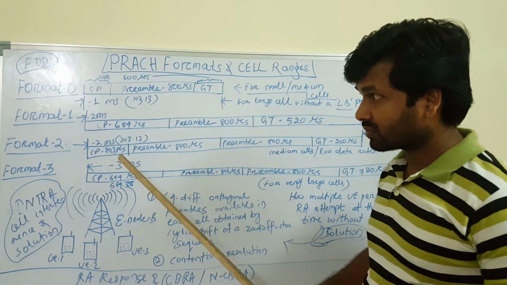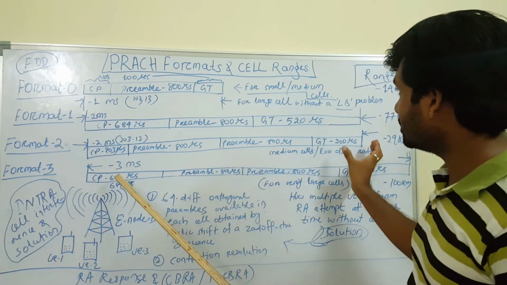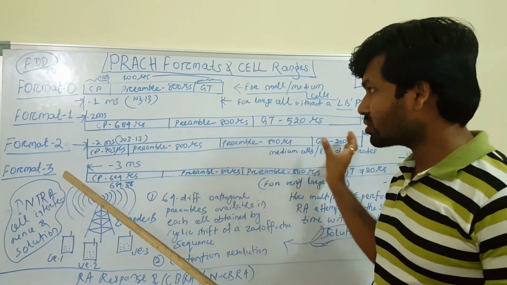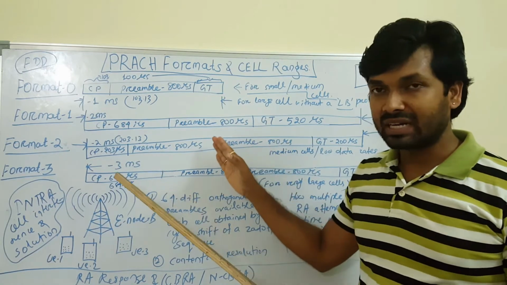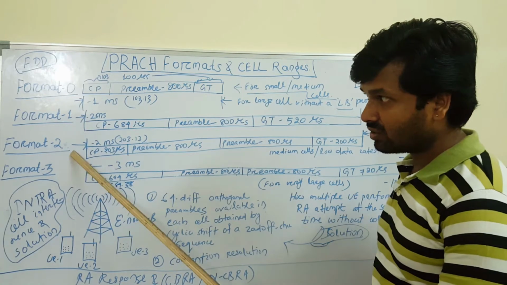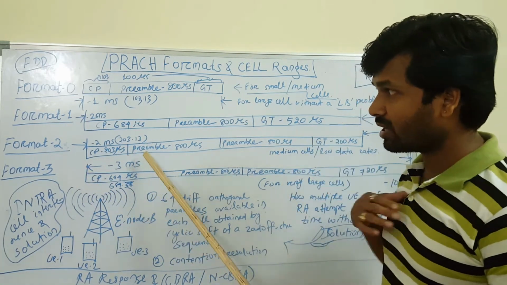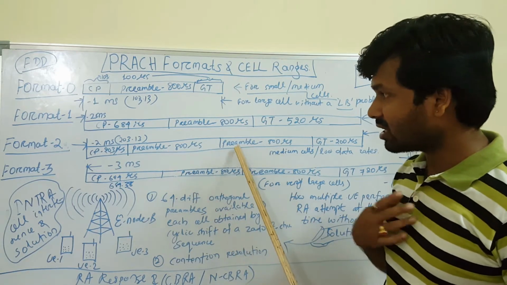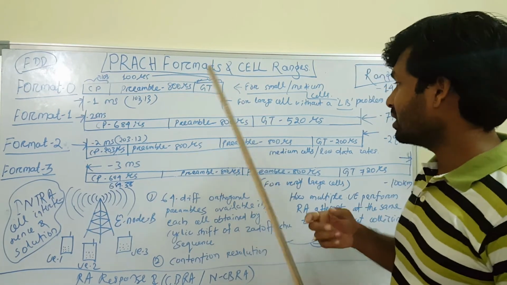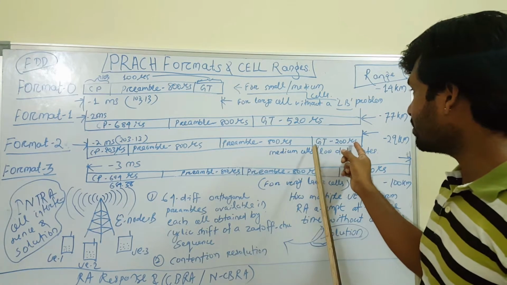Then in format 2, we have shortened the cyclic prefix and the guard time, and in those timings we are able to manage two preambles of 800 microseconds each. So the cyclic prefix length in format 2 is 203 microseconds, or exactly 203.13 microseconds. There are two preambles, 800 microseconds and 800 microseconds. Then the guard time, again shortened, is 200 microseconds.